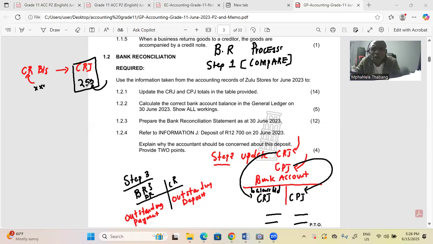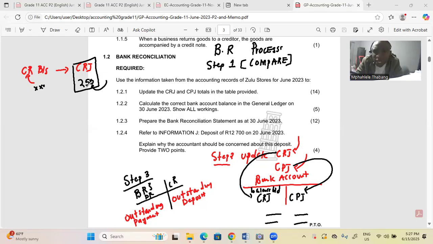And this is where accounting, especially this bank reconciliation topic, becomes very simple. Once you see something appearing in the journal, in CRJ, but not in the bank statement, you know that it should be in the bank statement. We have to put it now in the bank reconciliation statement. Remember, you don't have access to the preparation of the bank statement. You don't prepare the bank statement.